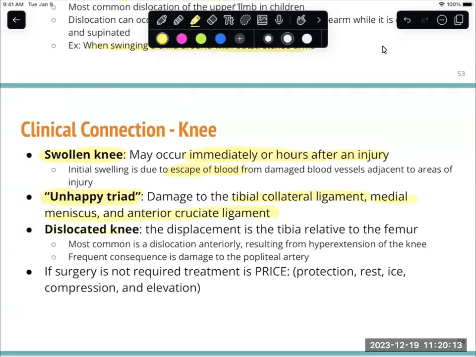And then we have a dislocated knee. It's where that tibia is displaced relative to that femur. It's most commonly anterior from a hyperextension of that knee. And it usually causes damage to that popliteal artery that is going behind the knee. If they don't need surgery, it's that PRICE: protect, rest, ice, compression, elevation, which is the most common treatment if surgery is not required for any kind of joint injury.